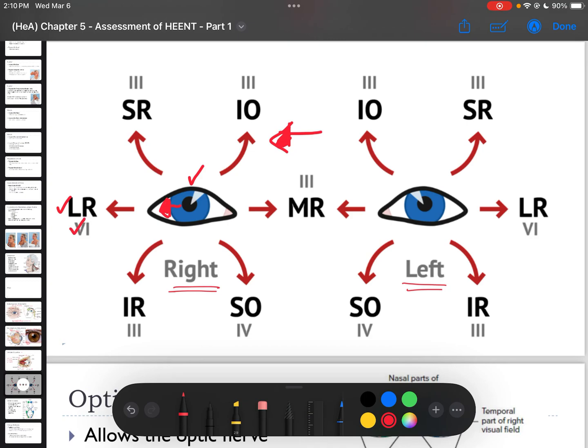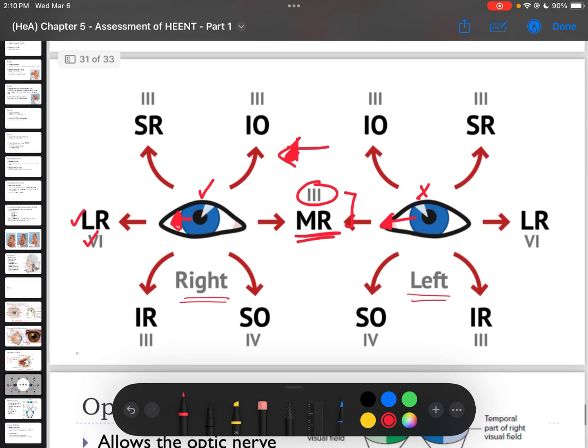But, for example, class, if this eye cannot move, this one moved but this one did not. If this eye cannot move, it means that either the medial rectus or the cranial nerve number 3 is damaged. Okay? Do you understand?